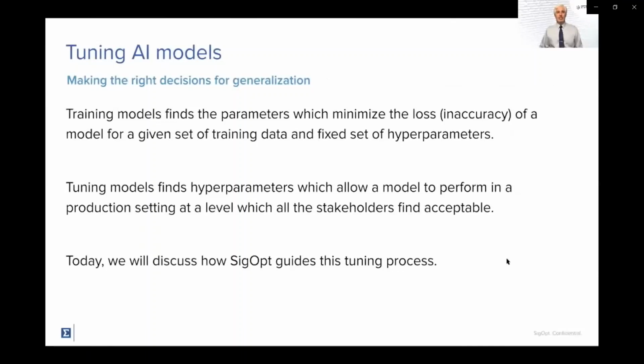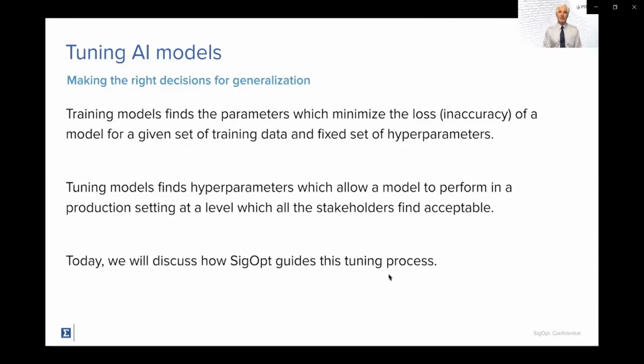Before we start, I'd like to explain the difference between training and tuning of AI models. Today, we will only discuss how SigOpt guides the tuning process. Training a model finds the parameters, maybe the neural network weights or the cuts in a decision tree, which minimize the loss of a model for a given set of training data and a fixed set of hyperparameters. In contrast, tuning models finds hyperparameters which allow a model to perform in a production setting at a level which all the stakeholders find acceptable.